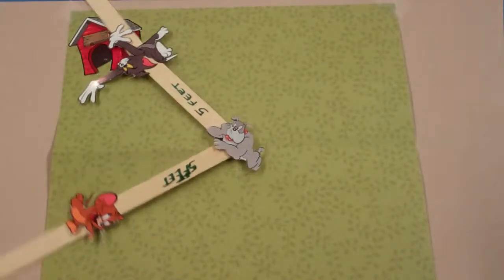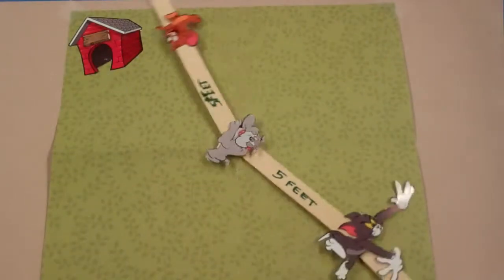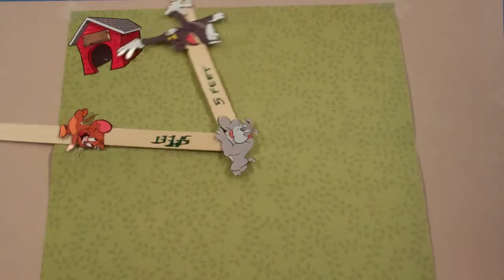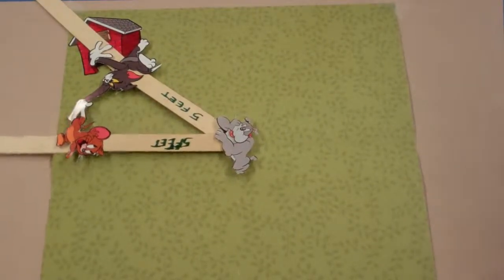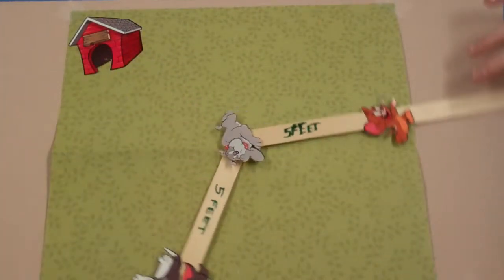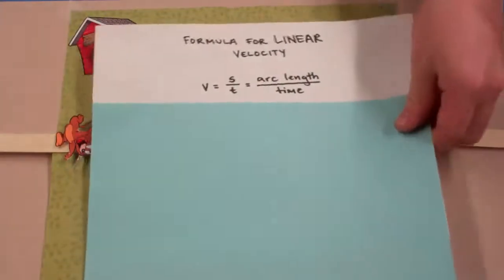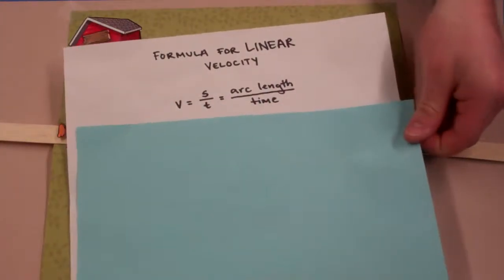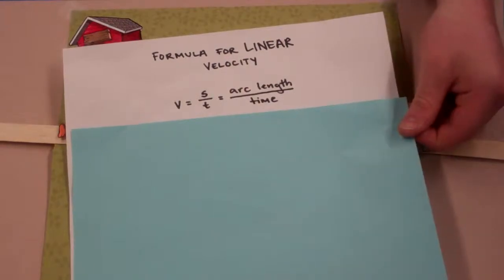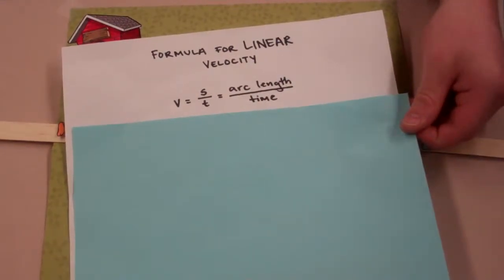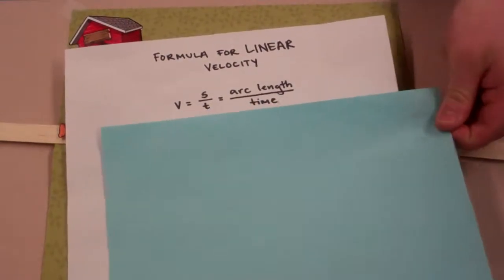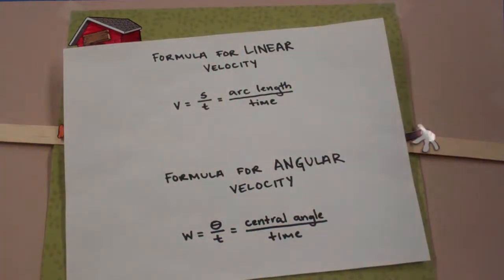First, he remembered that while linear velocity is how fast a point moves along a circular arc, angular velocity is how fast the central angle of a circle changes. Thinking even harder, Spike was able to remember that linear velocity, represented by the variable v, is equal to the arc length divided by time, or s divided by t. Then, Spike remembered that the angular velocity, represented by the variable w, is equal to the same expression, except the arc length, s, is substituted for the central angle, theta.